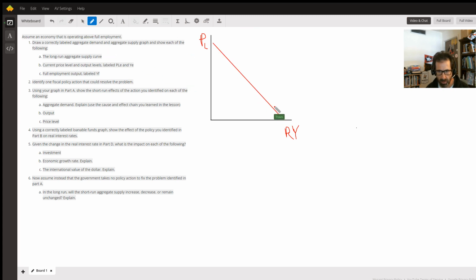This is the downward sloping demand curve, which is aggregate demand in the macro context. And then here's our short run aggregate supply curve. And then we're overproducing, so we're going to be beyond full employment. So we're going to draw full employment right here. We'll call this YF, as the problem states. This is where we're at, and this is our long run aggregate supply.